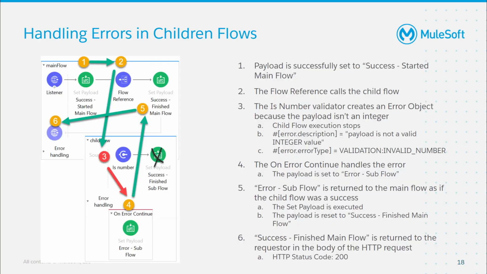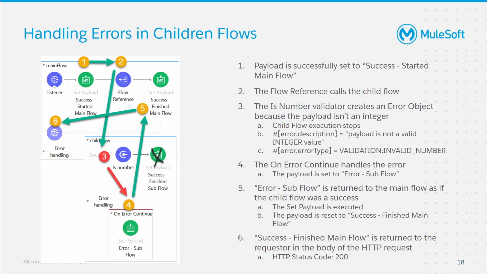First, let's take a look at an example where we have an onErrorContinue scope in the child flow to handle the error. In this case, the main flow is able to successfully call the flow reference, which sends the execution scope to the child flow. In the child flow, an error object will then be created by the isNumber validator, and as such, the execution of the current execution scope will stop. In this case, that means that the set payload in the child flow will not be executed.